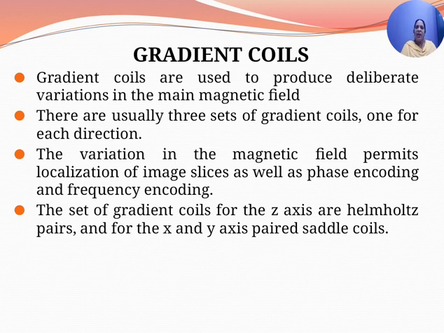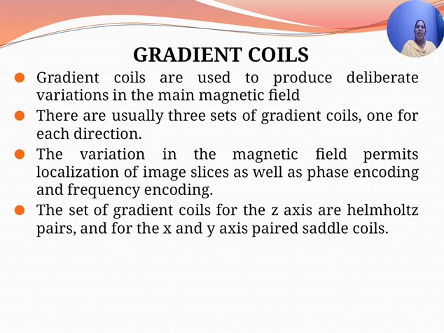They are used to produce deliberate variations in the main magnetic field. The variation in the magnetic field permits localization of the image slices as well as phase encoding and frequency encoding. The set of gradient coils for the Z axis are a Helmholtz pair, and for the X and Y axis, paired saddle coils are used.